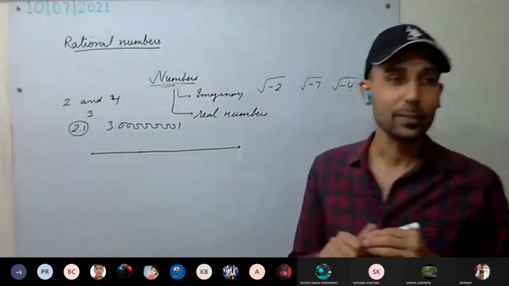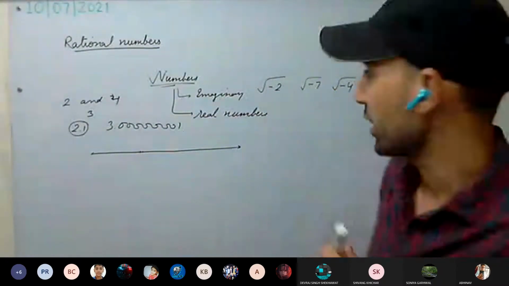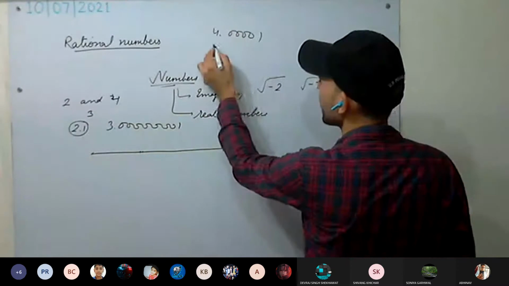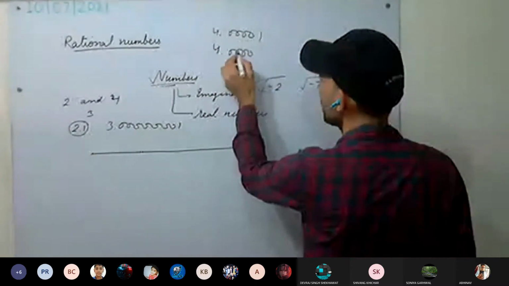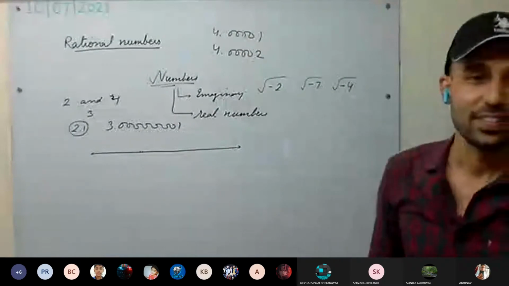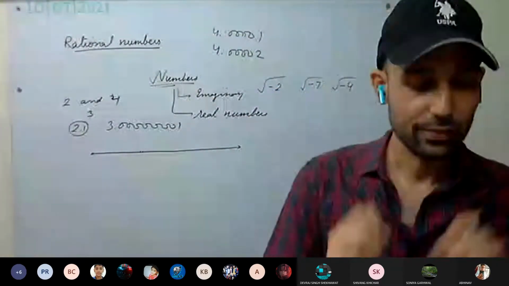3.00000000001? How many numbers are there? Infinite numbers. Between any 2 numbers, infinite numbers are there. Even between 4.00001 and 4.00002, how many numbers are there between them? Infinite. You can enter infinite numbers between 2 numbers.